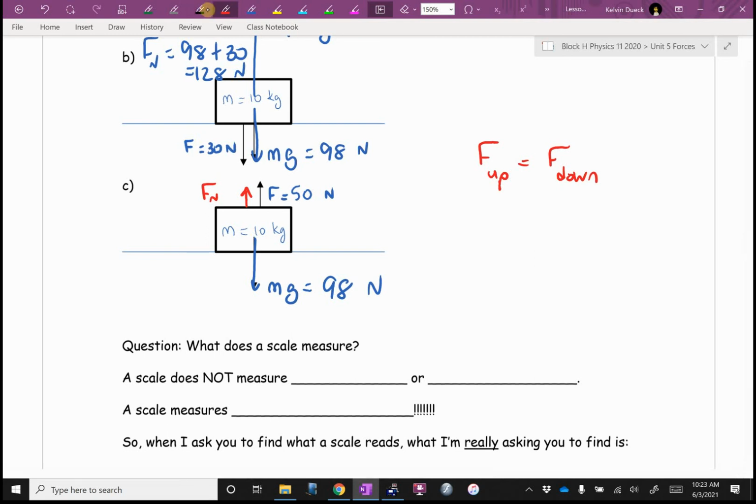What are all the forces up? Well, the normal force and a 50. What are all the forces down? 98. How would you get the normal force by itself? Now, you might have been able to just say to yourself, it's obviously 98 minus 50. But for a way more complicated situation, when in doubt, everything up has to equal everything down if you're not accelerating. How would I get the Fn by itself?